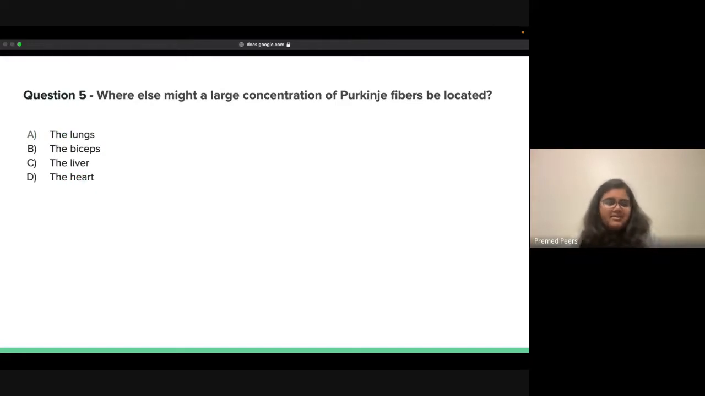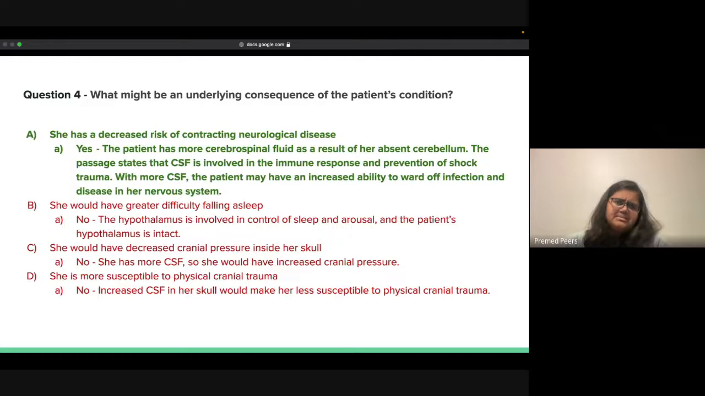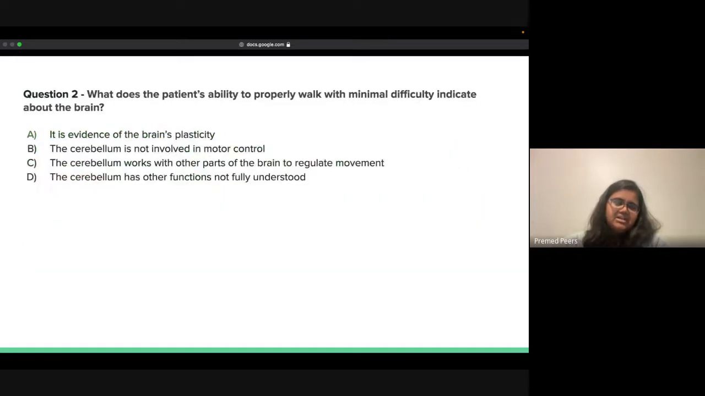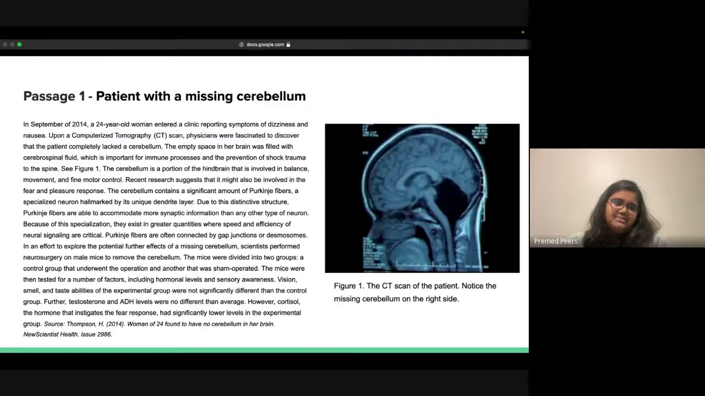Okay, the final question, where else might a large concentration of Purkinje fibers be located? So this one, again, is one that's really asking you to pull from your own knowledge. But we can go back to the passage and see what their description of Purkinje fibers is, just to see if they give us a little more information. So the cerebellum contains a significant amount of Purkinje fibers, a specialized neuron hallmarked by its unique dendrite layer.